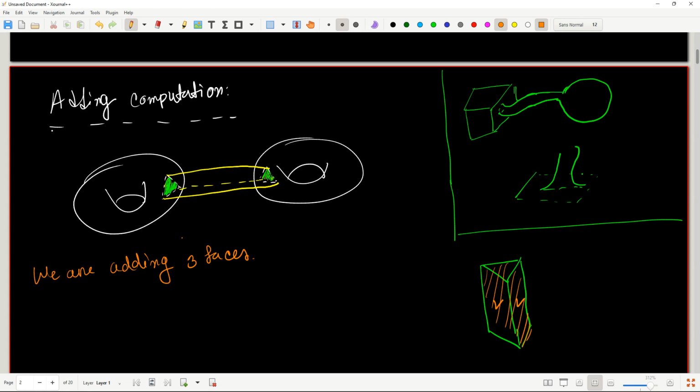Then let's try to count the vertices. The vertices are easy. This is 1 2 3, 1 2 3, right? So we are adding 3 plus 3, 6 vertices. And what about the edges? We are adding these 3 edges over here, and these are 3 arms as well. So in total 3 plus 3 plus 3, 9 edges. That's great. We are done with counting how many edges, faces, and vertices we are adding and removing.